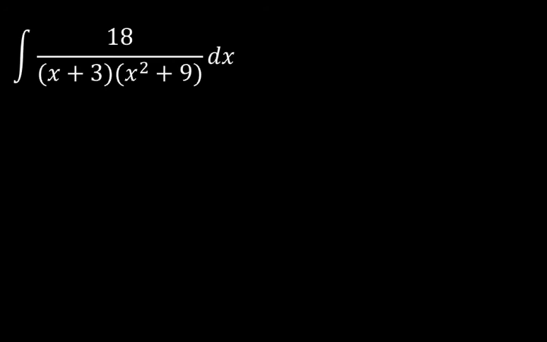In this example, it's certainly proper. The bottom is degree 3, the numerator is degree 0. It's constant. And it's all factored for us, and we cannot factor any further. This polynomial here, this quadratic, degree 2, is called irreducible. An irreducible quadratic. I cannot factor it any further.